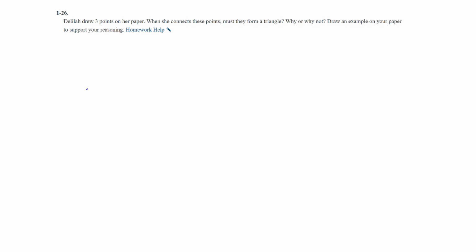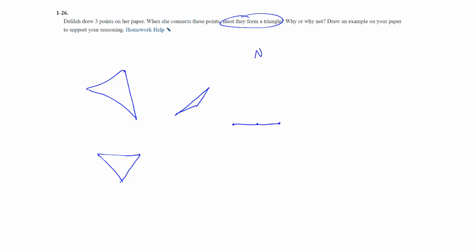So we can first start by just drawing 3 points and seeing if, when I connect them, they are always going to form a triangle. And if you do this, it first appears that no matter where you put the points, they're always going to form a triangle. But if we put all 3 points on the same line and you connect them, it doesn't form a triangle. So when she connects these 3 points, must they always form a triangle? Most of the time they will, but no, they will not always form a triangle.